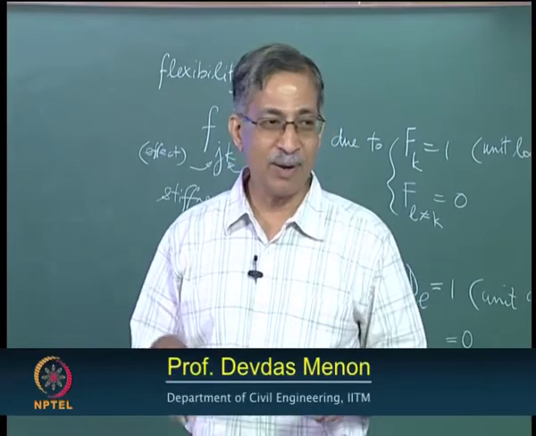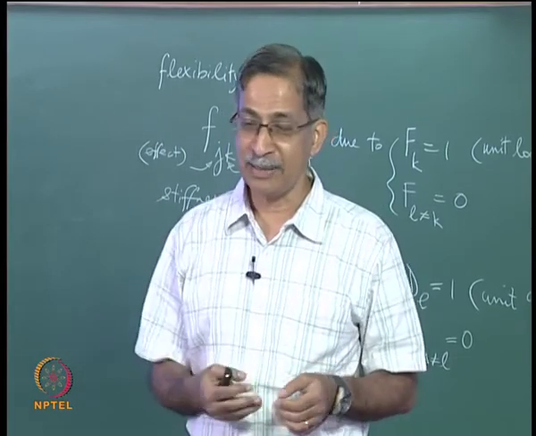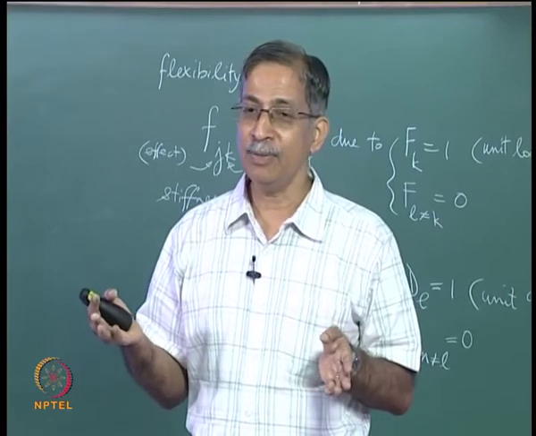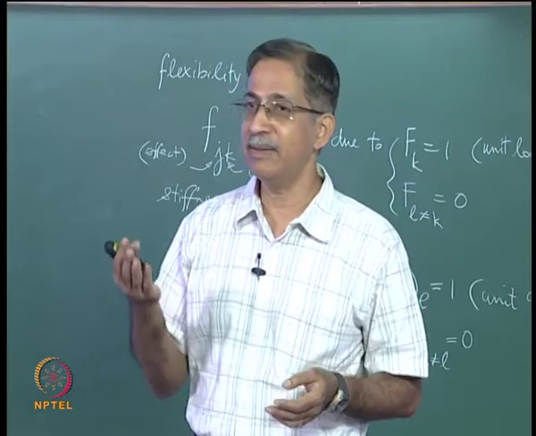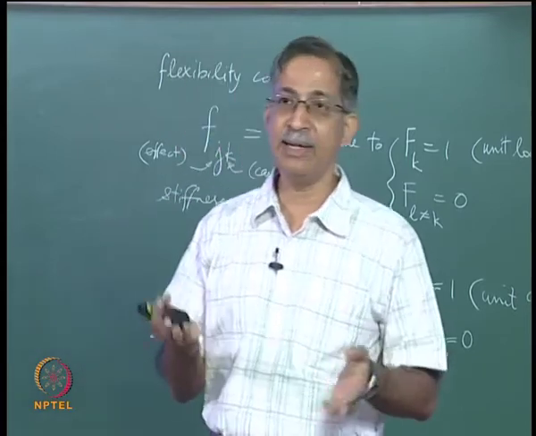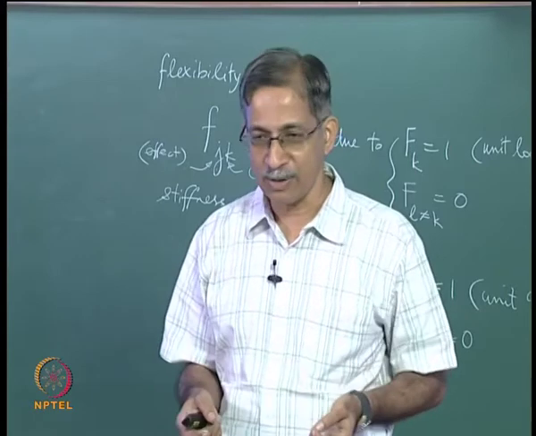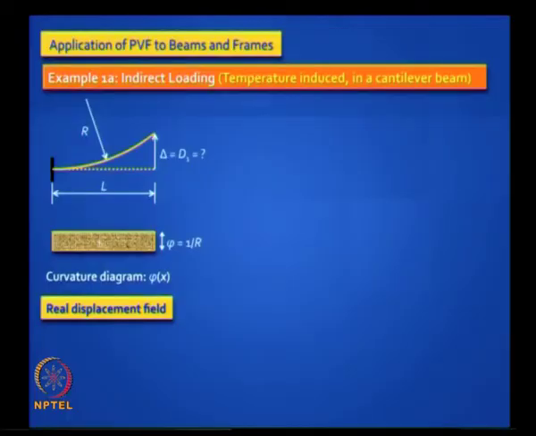If the curvature is caused by bending moment, you put the M by EI diagram. If it is caused without the bending moment due to environmental change, then you put the phi diagram, the curvature diagram, which is 1 by the radius of curvature. Is it clear? So if the radius of curvature is known, then that is what you put. So you can do the conjugate beam method, but let us invoke the principle of virtual work.